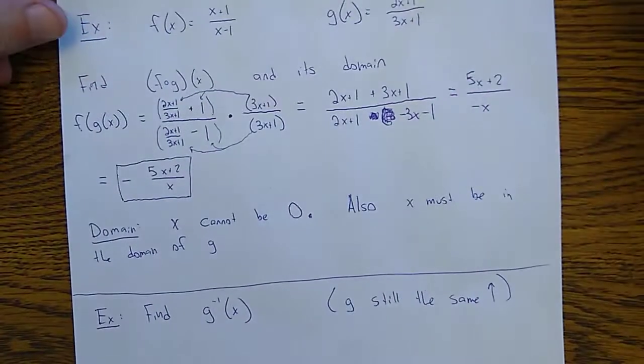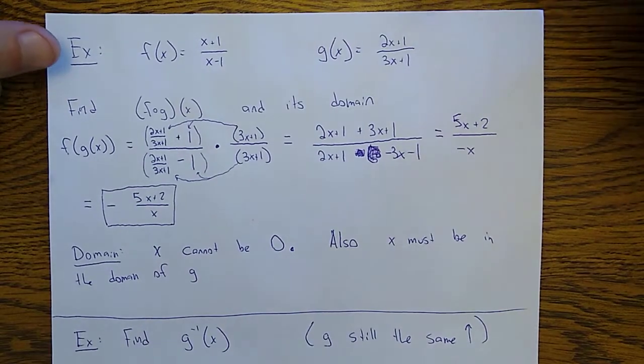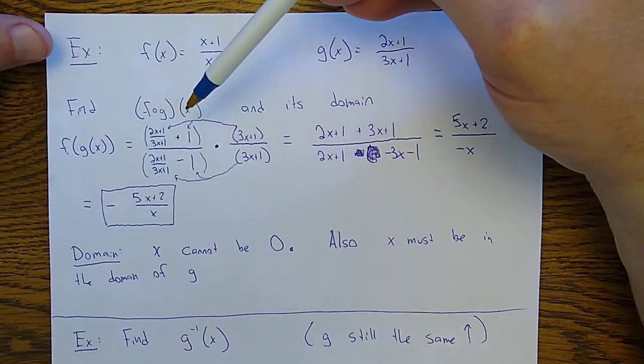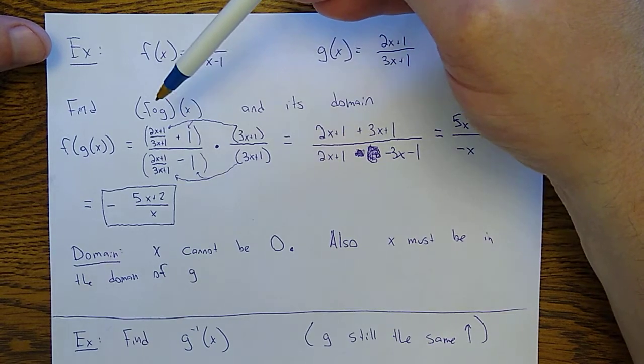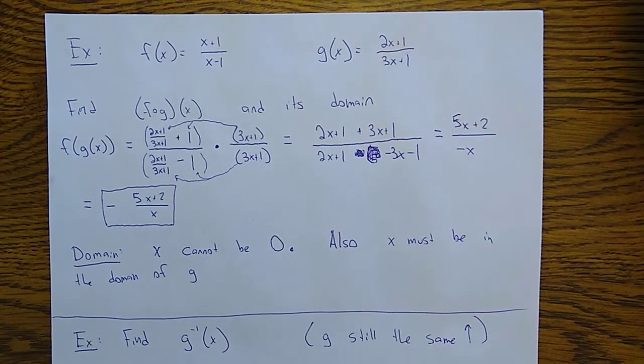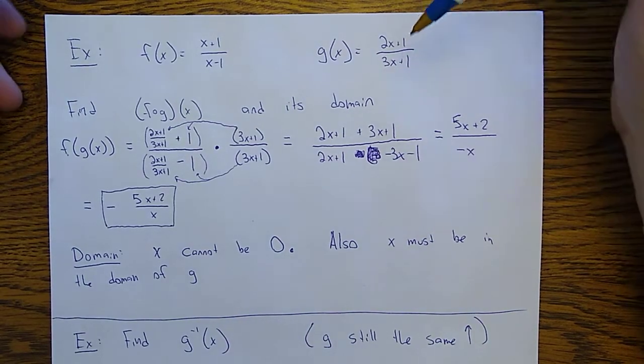The inside function is g, so x has to be in the domain of g. Because if you think about it, what is this composite function doing? I plug x into g, and then I plug that result into f. So if I can't do the first step, then I'm in trouble. If I can't plug x into g, then I'm in trouble.